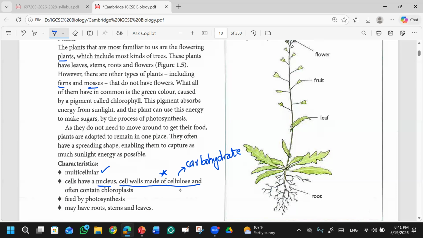And what about the animal cell wall? With which material will the animal cell wall be made up? There is no cell wall in animals. Yes, exactly.